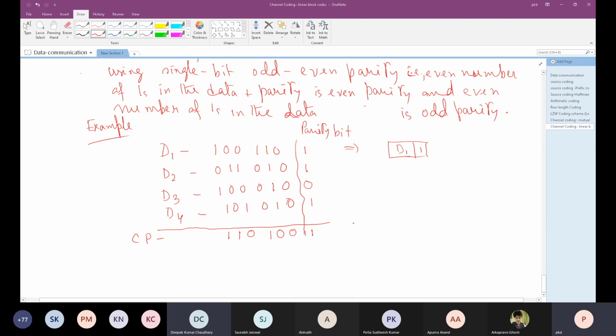Because this is the concept of 2D parity, two-dimensional parity. So in two-dimensional parity, we have row parity, and then we have column parity, and the row parity bits are again coded with a parity bit here. So odd or even. Then this will be transmitted as a frame.